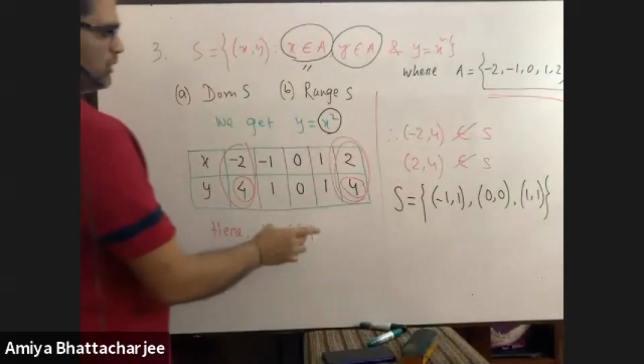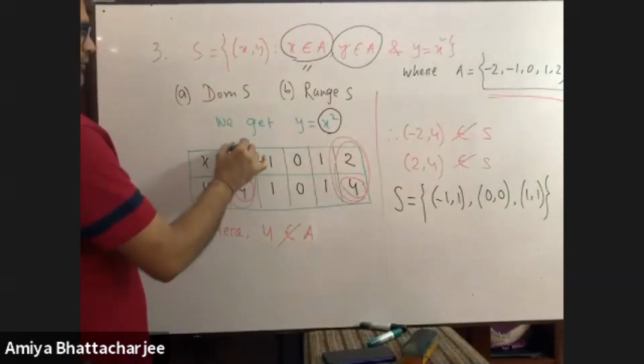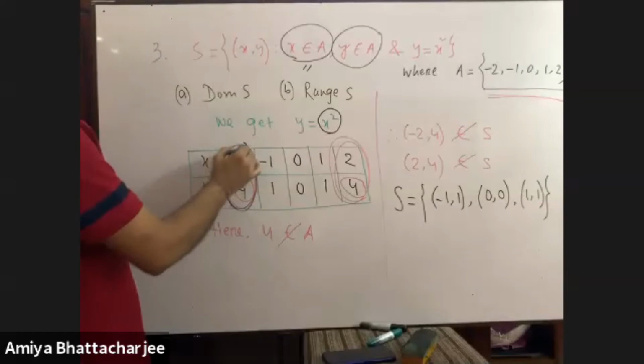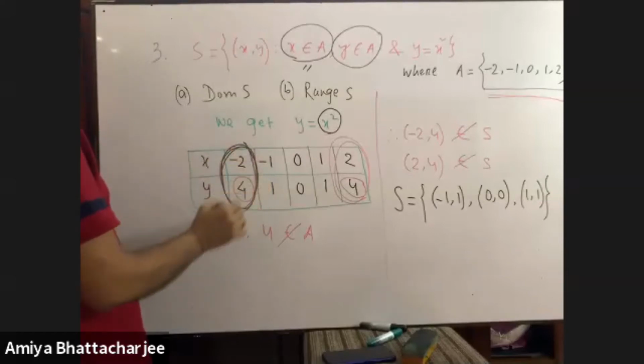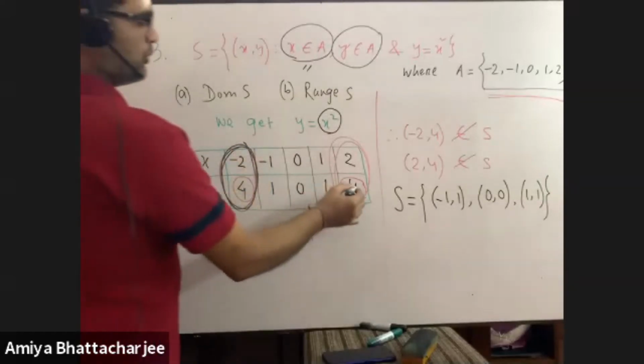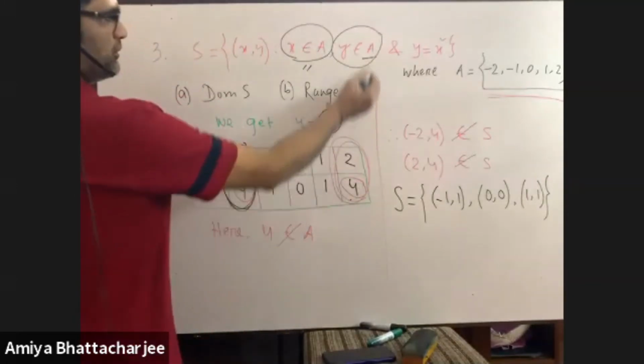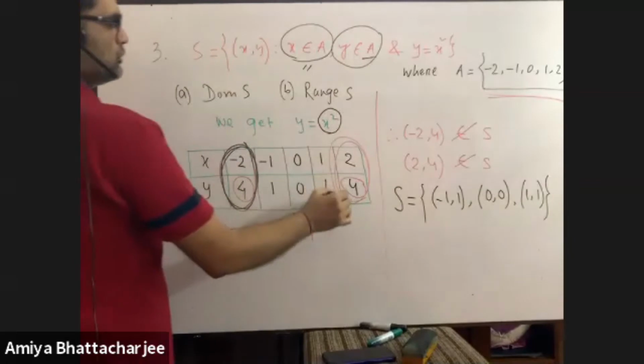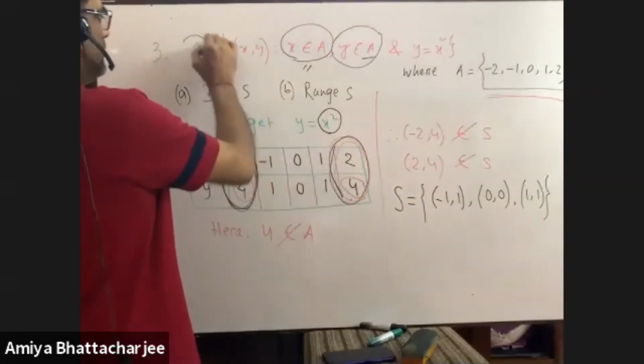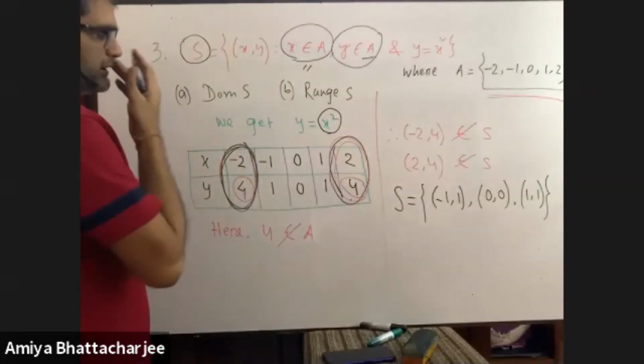You see, 4 does not belong to A. So the pair with 4 will also not belong to S. Here 4 does not belong to A. Okay, 4 does not belong to A. So (2, 4) will not belong to S.